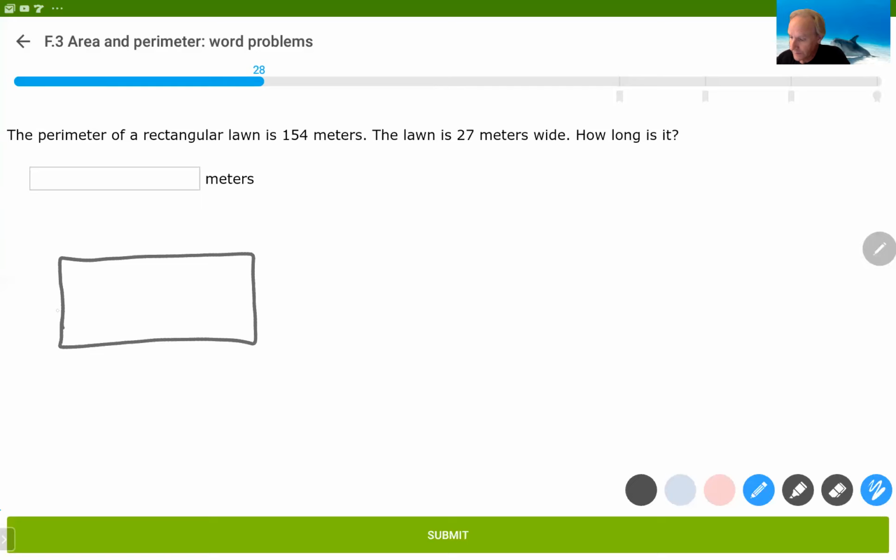We know that the perimeter is equal to 154 meters, and the lawn's width is 27 meters. And we want to find the length. So I have a diagram, I've labeled it. My next step is to write a formula. And in this case, the perimeter is equal to 2L plus 2W.